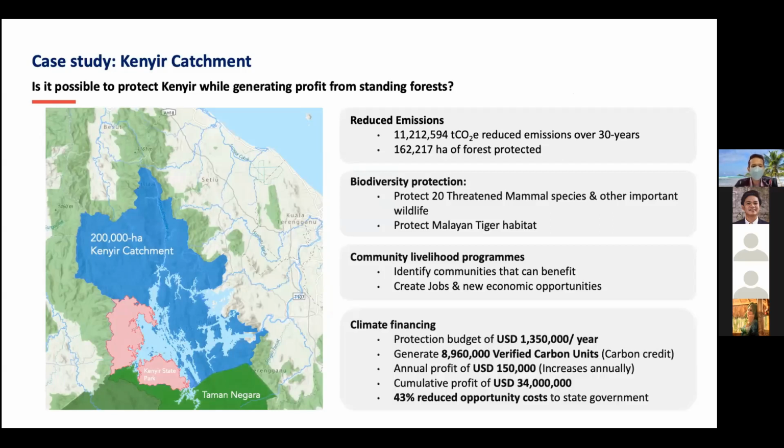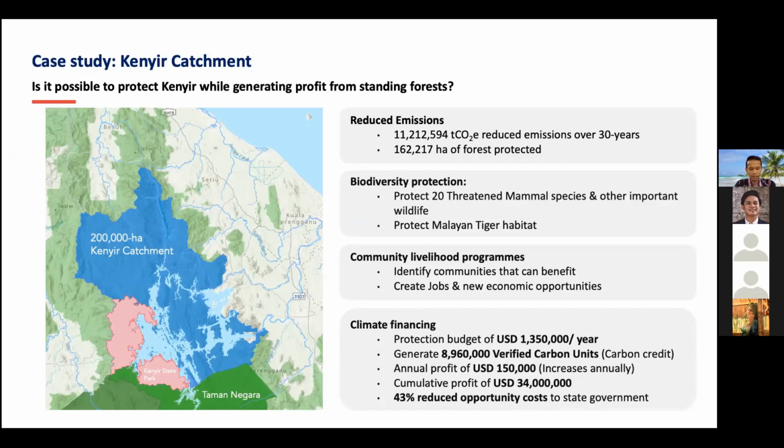So there will be a project budget of 1.3 million available per year, which generates about 8.9 million BCU credits, annual profit of 150,000 USD, and over 30 years about 34 million USD profit lah from this carbon offset project. But you may potentially lose 43% of opportunity cost from logging. But it will be a new type of asset to the state government, not a production asset, but a protection asset. Something very new that has a lot of positive benefits for climate and biodiversity, while also generating some profit lah.